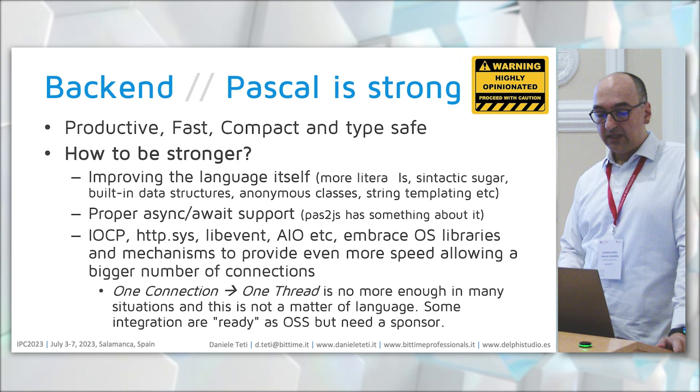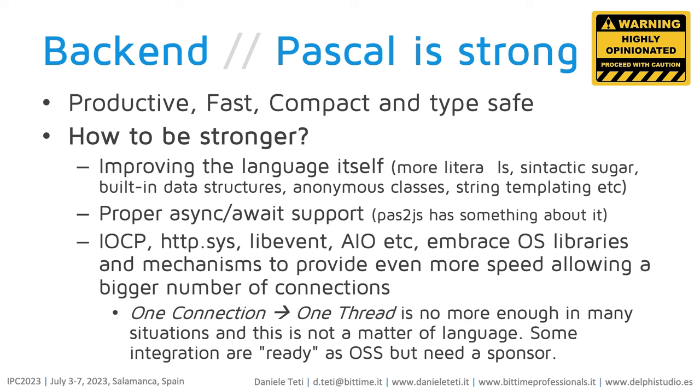So, in the backend, Pascal is strong. It's productive, fast, compact, and type safe. How to be stronger? We have to be always improving. Improve the language itself. Learn from the others. More literal types, syntactic sugar, built-in data structures, anonymous classes, string templating, REST operators. Proper async await support. This is really important. Async await, any other language, but a lot of languages used for web backend development have this kind of support. And Pascal2JS has something about it.